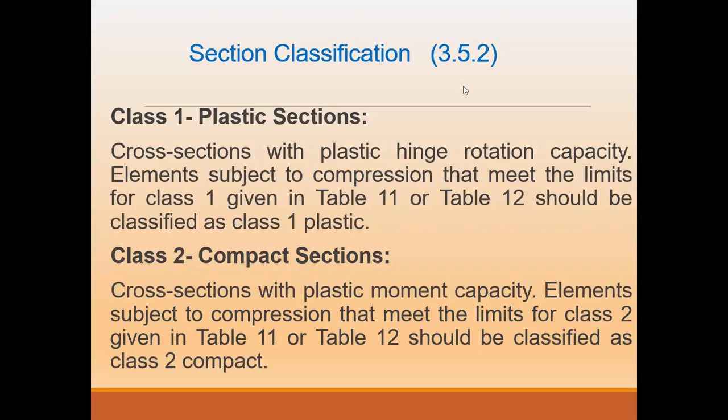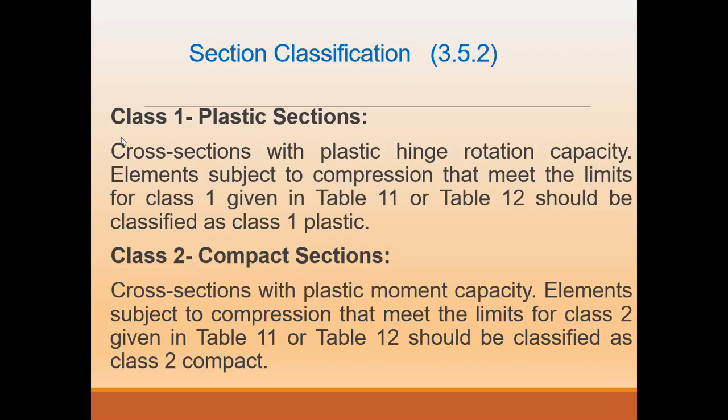Now, if we go to section 3.5.2 of the code, you'll find we have 4 classes of steel sections. These sections have been arranged from the strongest one to the least one, or the weakest section.